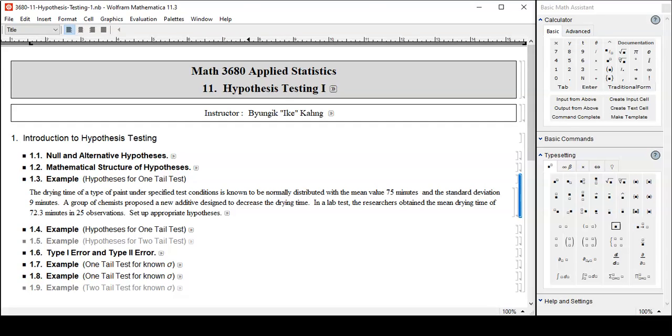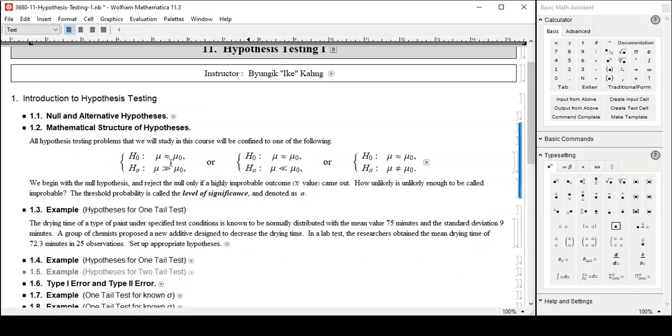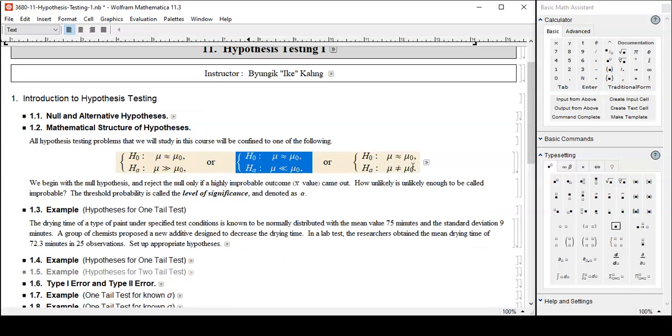Example number 1. Please stop the playback and read through. All right, the drying time of a type of paint under specified test conditions is known to be normally distributed with a mean of 75 minutes and a standard deviation of 9 minutes. A group of chemists proposed a new additive designed to decrease the drying time, and in a lab test, the researchers obtained a mean drying time of 72.3 minutes in 25 observations. Set up appropriate hypotheses. What do you think? Is it going to be this, or this, or that?